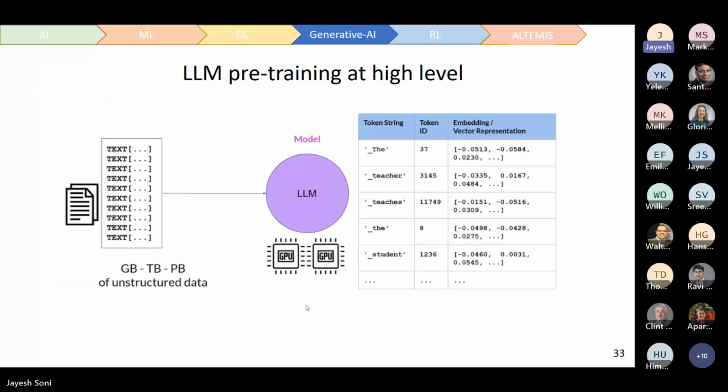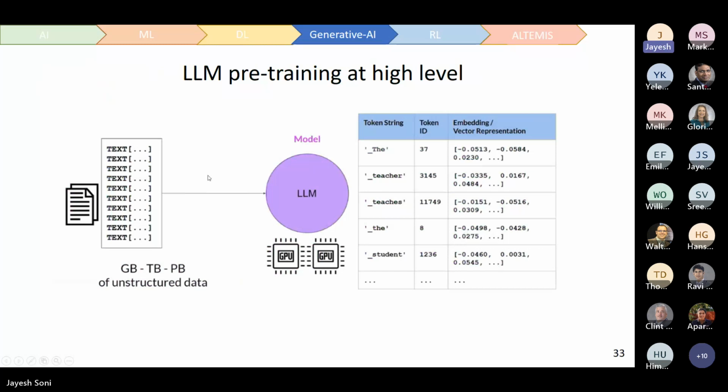So, at a high level, how are these models trained? The model takes all the raw data from the internet. It can be gigabytes or terabytes or petabytes of this unstructured text data. This text data is given to transformer-based models, and we use GPUs to speed up the process of training.